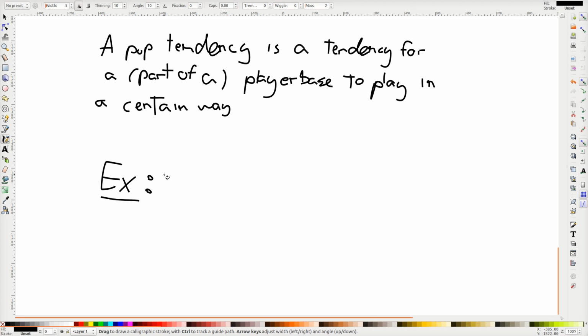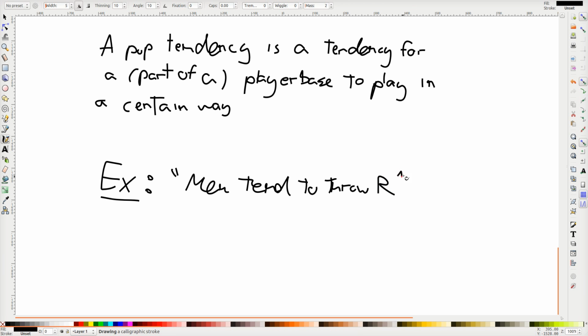She told me immediately that she had read somewhere that men tend to throw rock. And when I say this, I mean they throw it more than any other throw. So the correct exploitative strategy is to throw paper all the time. And she beat me. So who knows, right? The point is that she was exploiting a population tendency.